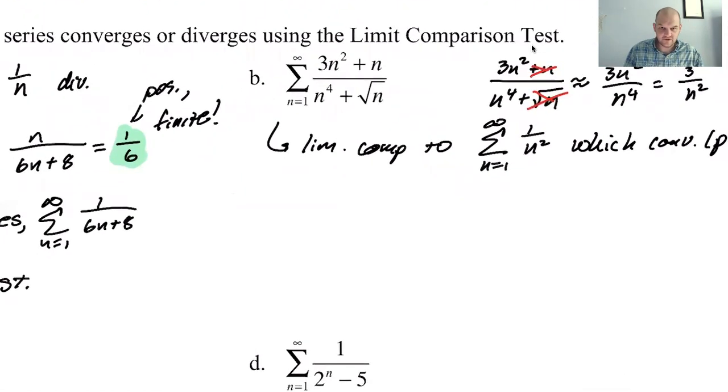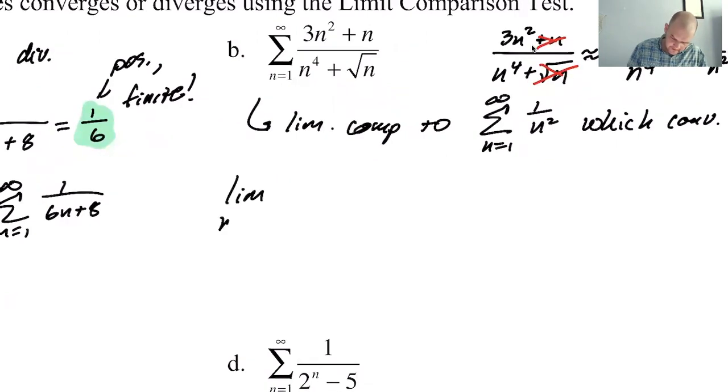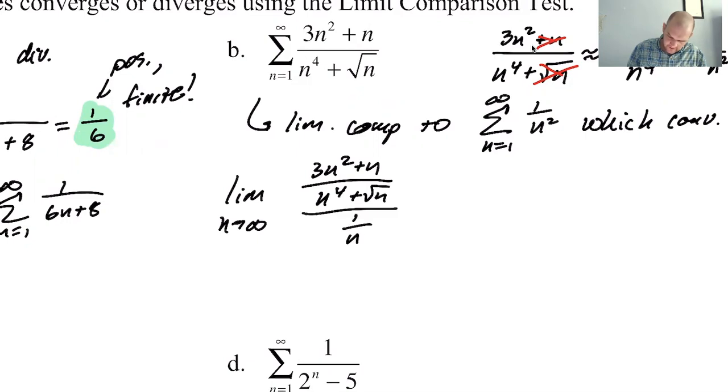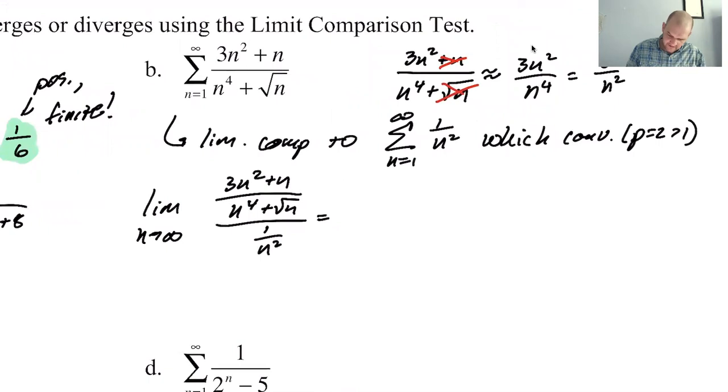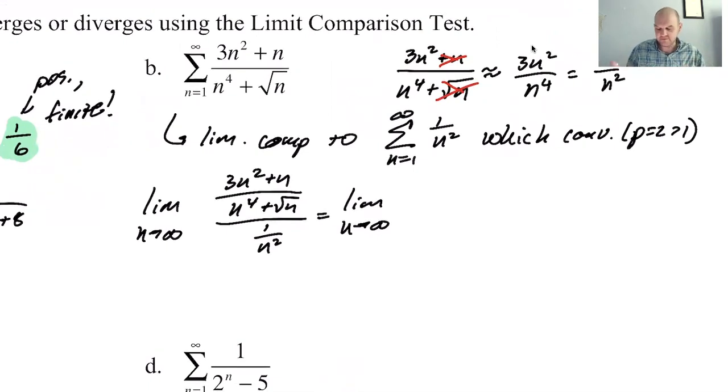All right, so now I need to do my actual limit. I'm going to do the limit as n approaches infinity of 3n squared plus n over n to the fourth plus root n, over 1 over n squared. The kind of interesting thing is you're forcing this to work. If you make the correct choice of what to compare it with, it's going to basically do what you're comparing it to. 1 over n squared converges, so this is going to converge. We just have to show the work. And I'm never really sure how much work to show, because the point of this isn't really to demonstrate your ability to take limits. So here, I'm just going to say this is 3, because it is.